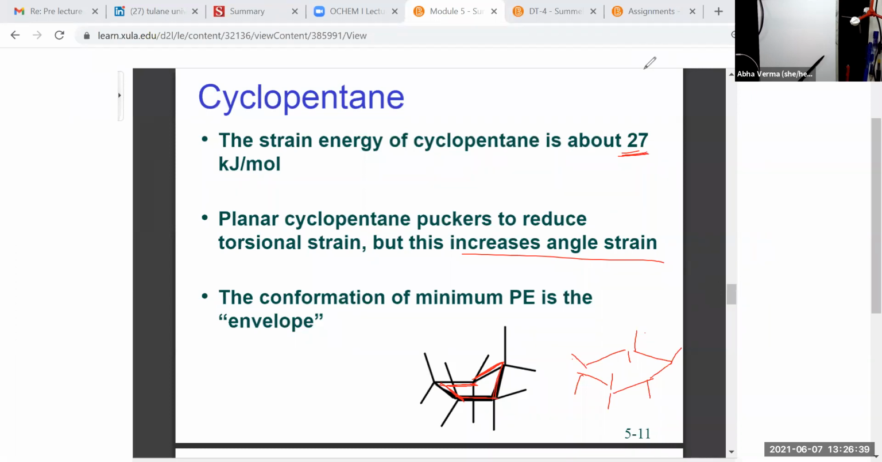So angle strain and torsional strain, that's what we are seeing in all of these cycloalkanes. But we are also seeing that the strain energy is reducing as the number of carbons is increasing.